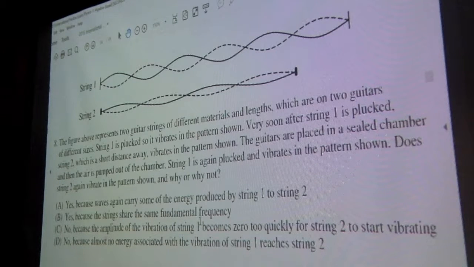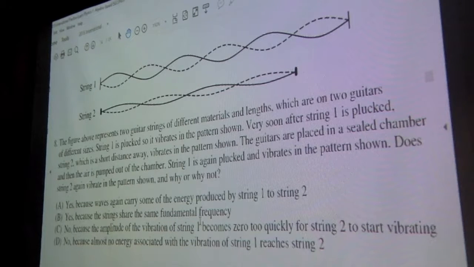Let's look for Carson. Oh no, D. D. Why do you say so? I don't think it would vibrate because there's no medium for it to go through. That is good thinking. The answer is D. Person probably heard me say that. Oh yeah, I heard something.